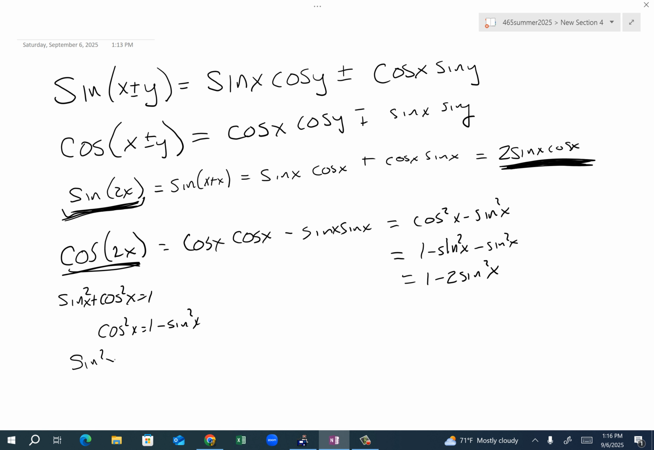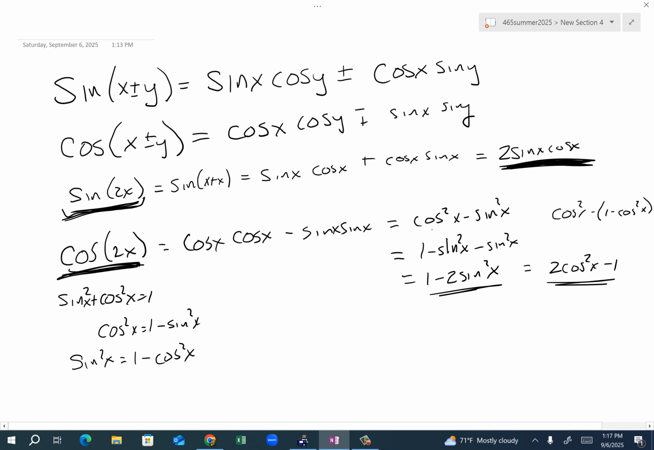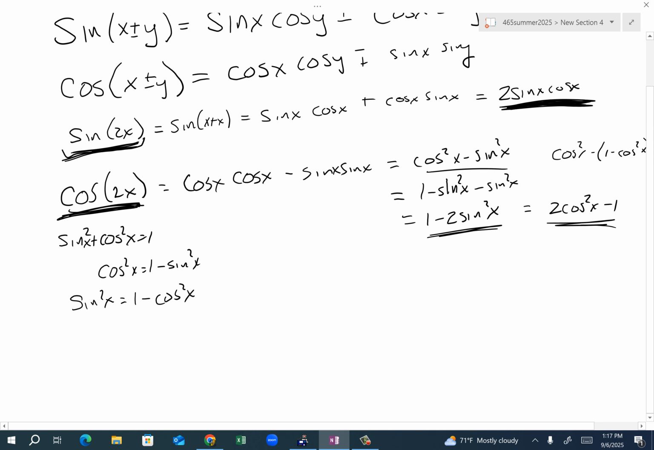Likewise, sine squared is equal to 1 minus cosine squared. And so if you put that one in, you're going to get cosine squared minus 1 minus cosine squared. And when you do that, you're going to end up with 2 cosine squared x minus 1. This guy and this guy being equal to this guy are the most important, not this, not that, okay? We use that to get to the other two. These two are very useful to us in calculus, very useful.